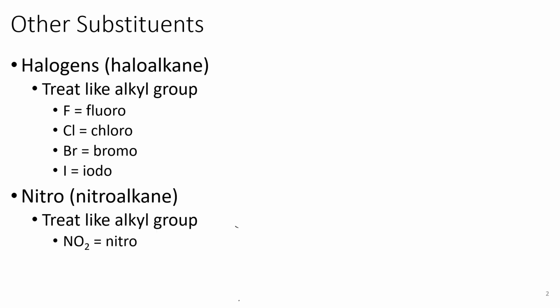Another substituent that's going to pop up is going to be nitro substituents. We can refer to these large molecules as being nitroalkanes. And again, we're going to treat this nitro group like we would any other alkyl group as well. The nitro group that you're going to be looking for is NO2, and we will use the name of nitro with it. And again, we would have a locant, and we would tell you how many of them we had if there was more than one.